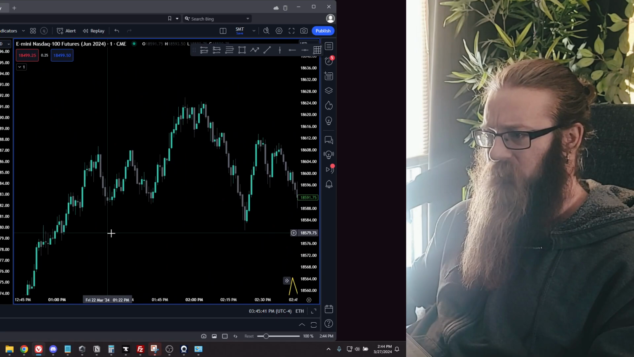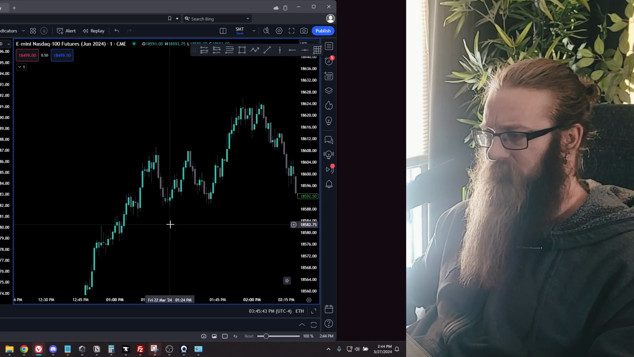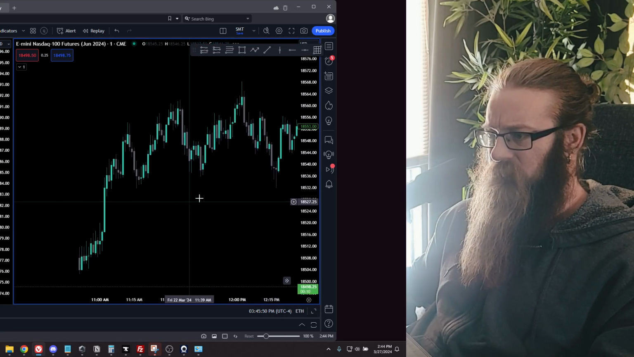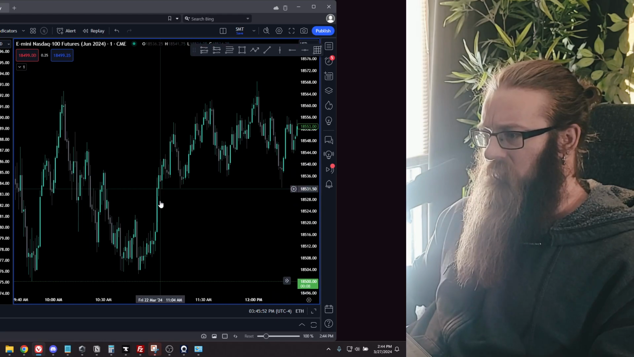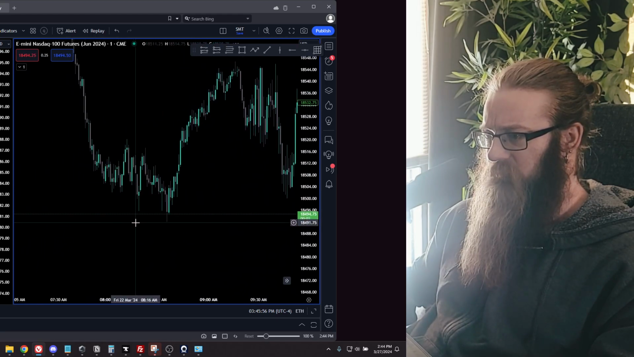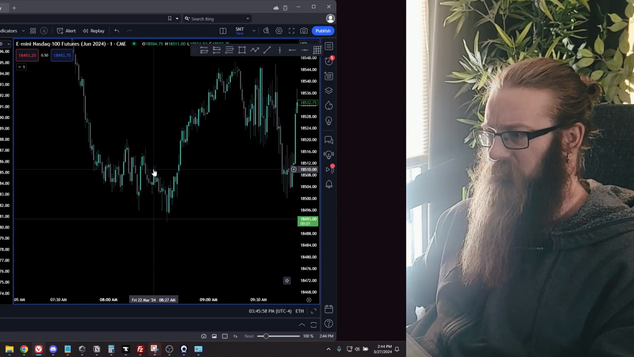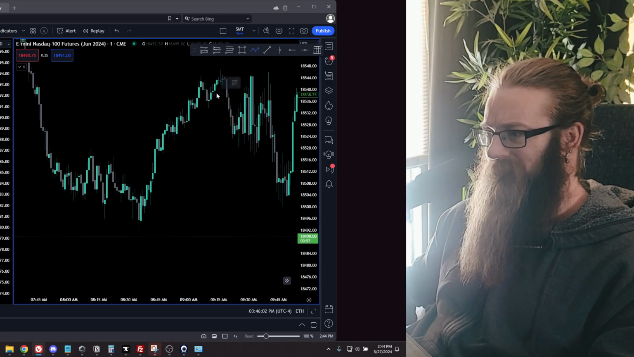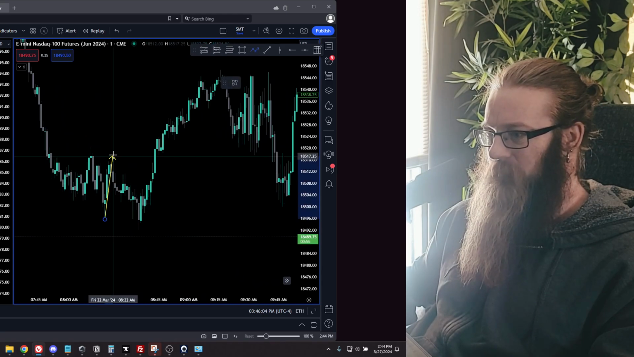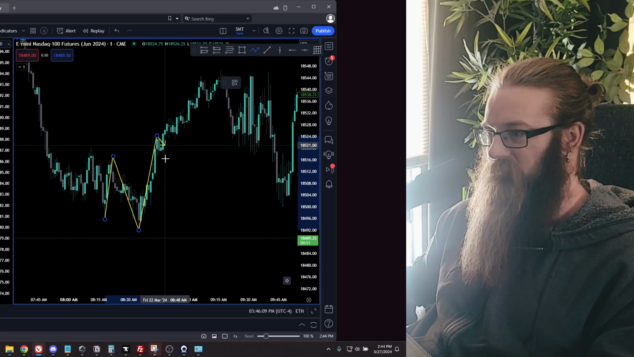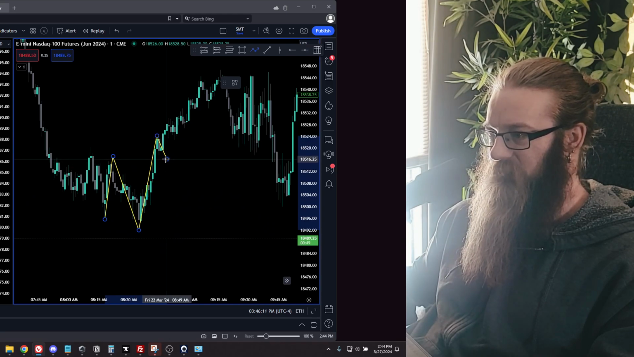I don't know if I'll find a cleaner one. Low, high, lower low, higher high. I mean, this is maybe better because the candle has a body. Got a low, a high, a lower low, higher high. Price never comes back to it. Well, no, it doesn't really come back to it.